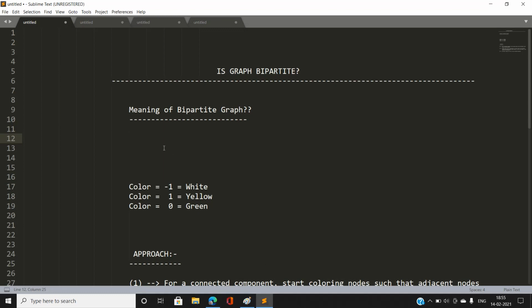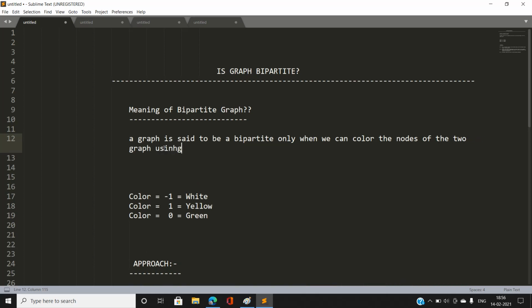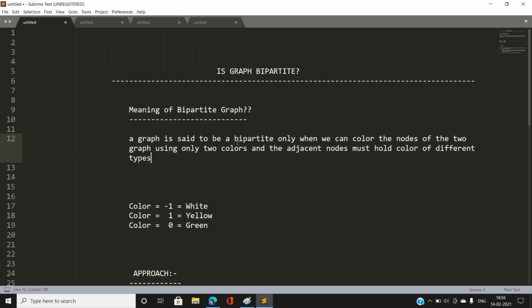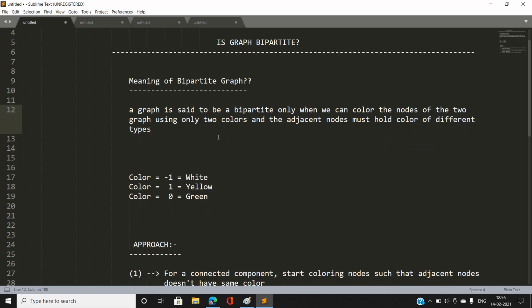So let's first understand the meaning of a bipartite graph. A graph is said to be bipartite only when we can color the nodes of the graph using only two colors, let's say yellow and green, and the adjacent nodes must hold colors of different types. Okay, there is a spelling mistake. So a graph is said to be bipartite only when we can color the nodes of the graph using only two colors, and the adjacent nodes must hold colors of different types.